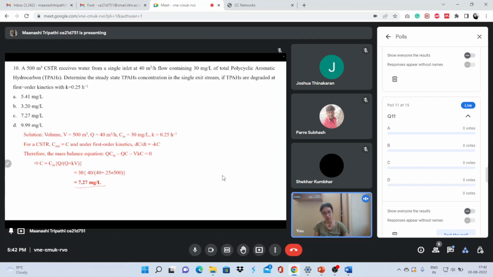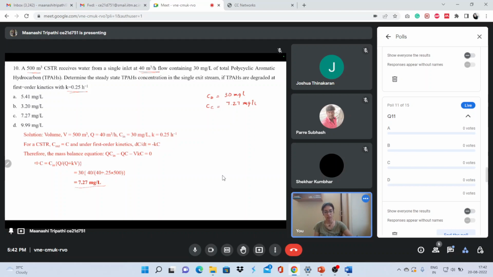I'll show you the previous question so that you can get the flow rate as well as the value of K. Flow rate is 40 meter cube per hour and the K is 0.25 per hour. We need to find the volume. Here volume was given previously, and now we need to find the volume. So first of all we need to know the degree of treatment. Initial concentration was 30 milligram per liter. What is the final concentration? 7.27 milligram per liter.